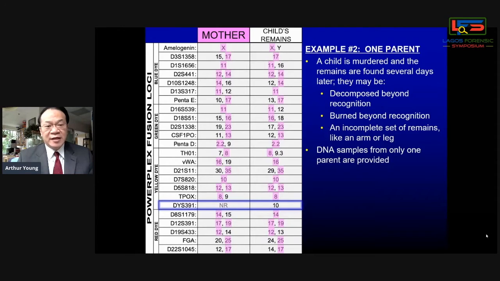In certain places like D2S441, which is the fourth row from the top, the child has a 12 and a 14, and the mother has a 12 and a 14, and we don't know which one would have come from her because either one of them could have come from her. However, only one of them could have come from her. We see about 2/3 of the way down, D5S818, another instance where the remains produced a 12-13 and the mother has a 12-13. Either one of those could have come from her, but only one of them could have come from her. Next slide, please.